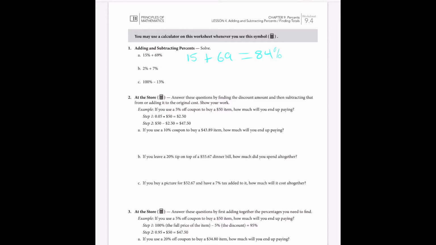So I'm sure for letters B and C, you guys can do this all on your own. It's not even going to take too much brain power, okay? Just remember to look at your signs here, all right? So this is a subtraction sign, or symbol. But go ahead and finish working through the next couple ones, and then we will keep going, all right? All right, at the store, answer these questions by finding the discount amount and then subtracting that from or adding it to the original cost.